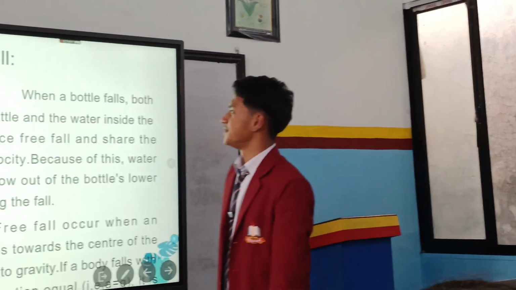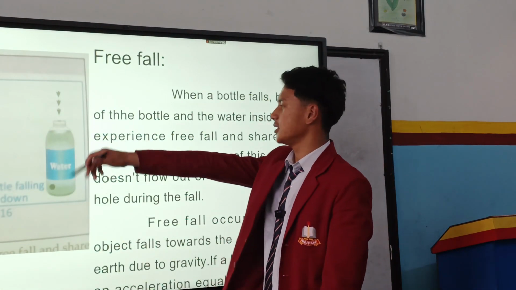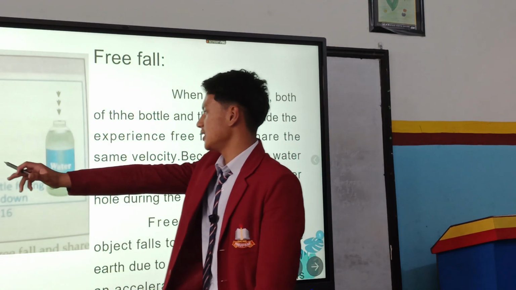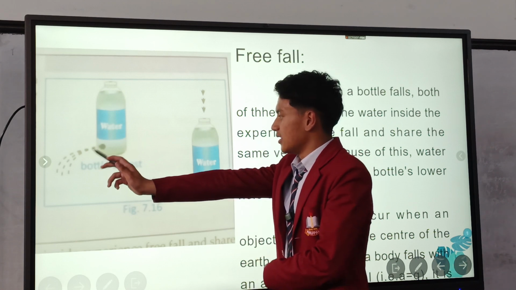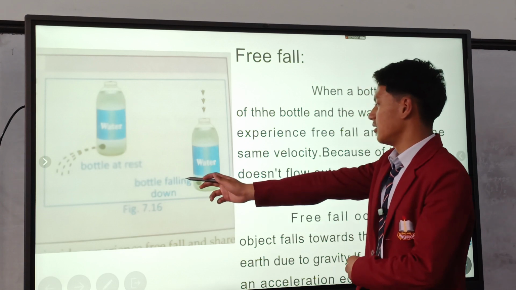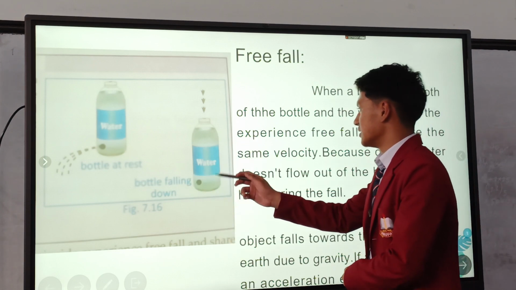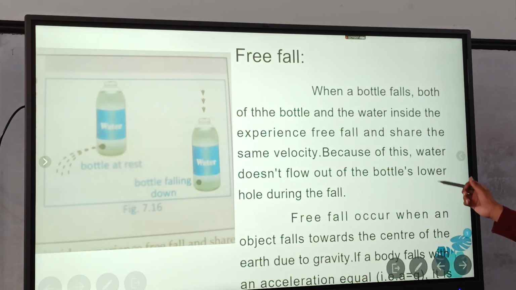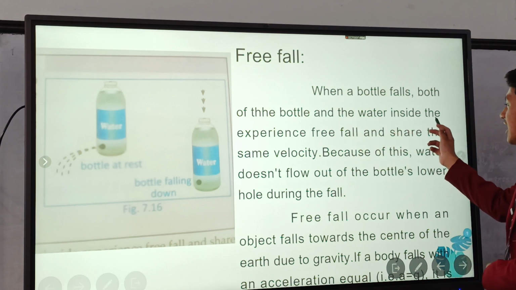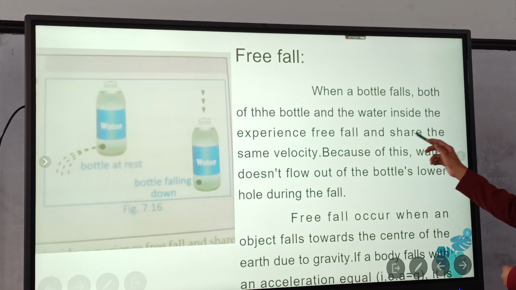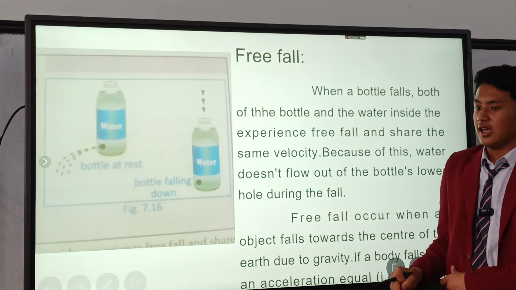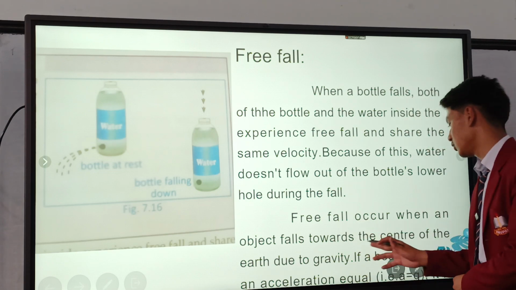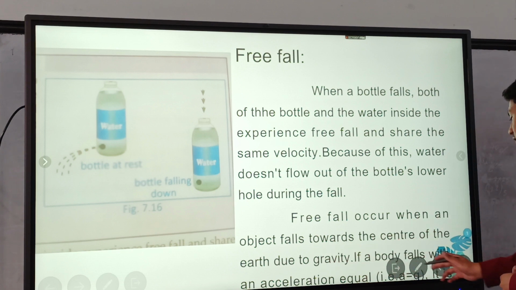Free fall. Here is the given picture of the figure. When the bottle is at rest, we can see water dropping from the bottom, and when the bottle is falling down, it doesn't leak. When a bottle falls, both the bottle and the water inside experience free fall and share the same velocity. Because of this, water doesn't flow out of the lower hole during the fall. Free fall occurs when an object falls towards the center of the earth due to gravity. If a body falls with an acceleration equal to g, therefore a is equal to g.